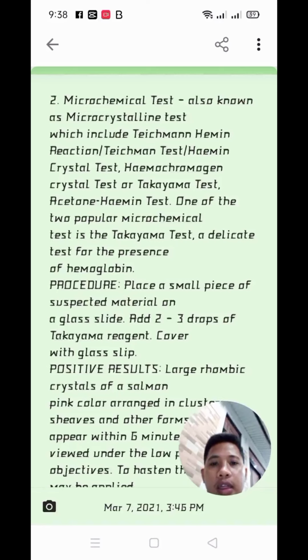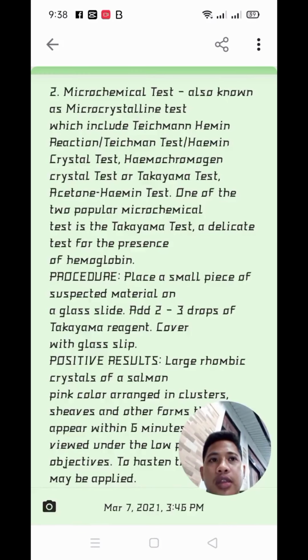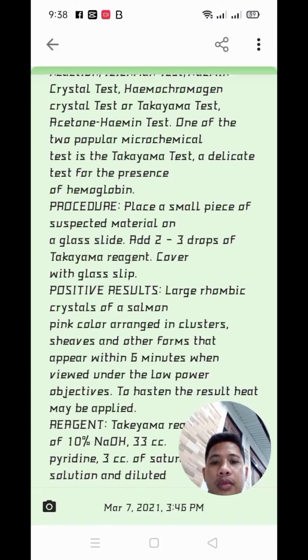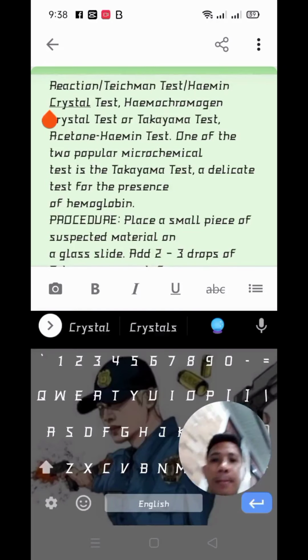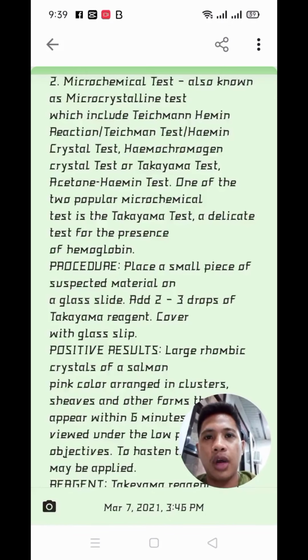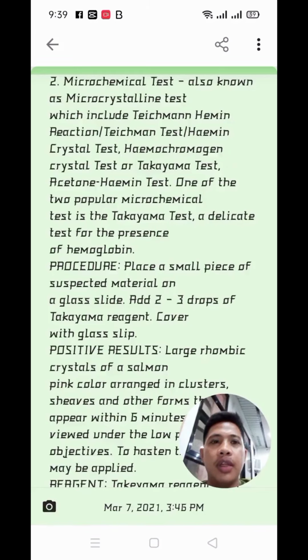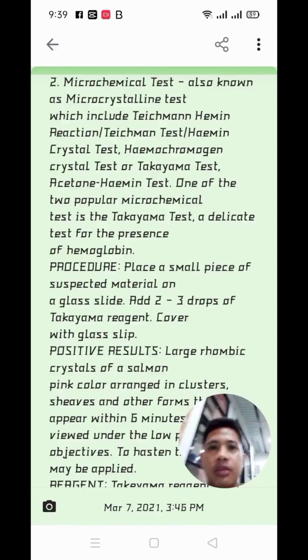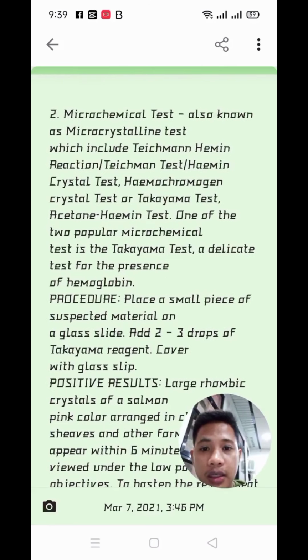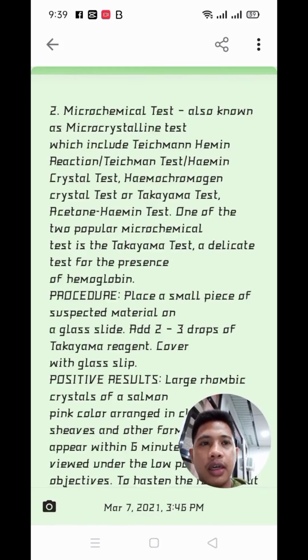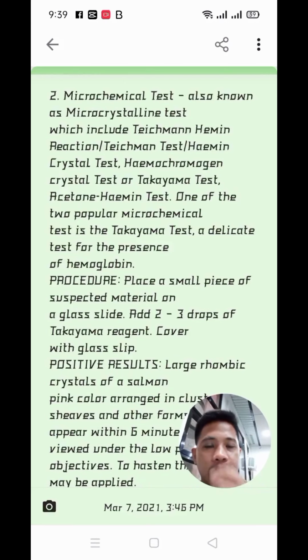The Takayama test is a confirmatory test for blood based on the formation of distinctive hemochromogen crystals that are viewed under a microscope. Hemochromogen crystal means a compound of the iron-containing pigment heme within a protein or other substance. So this means the center of iron that contains protein or another substance.